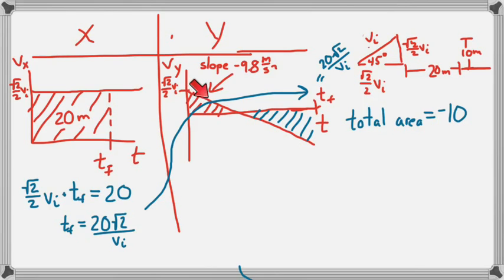Okay, so I need to figure out what this area is for this red triangle. Okay? And I know that this is 0 when, let's see here. I need to figure out what this area is, right? Which means I need to figure out what this time is here. Like, how long did it take to actually get to its highest point? Okay.